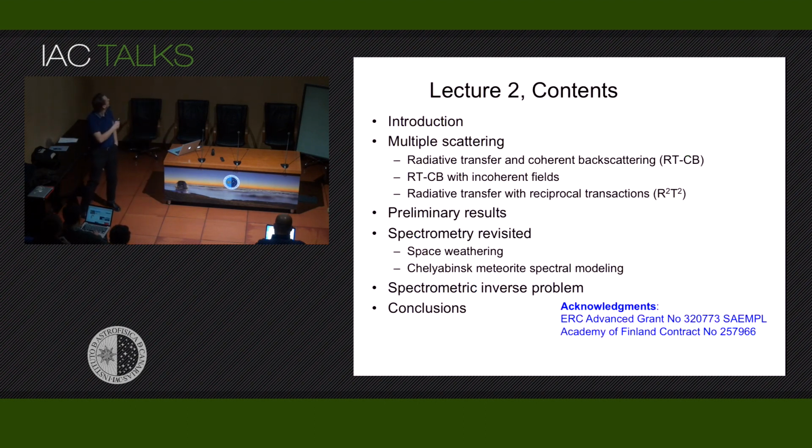So the contents today is roughly some introduction, then multiple scattering. I'll talk about the radiative transfer and coherent backscattering, defining what that is on the way, and this is RTCP. Then we go into RTCP with incoherent fields. You will learn later what incoherent fields actually mean in this case. Then radiative transfer with reciprocal transactions, which is our abbreviation R2T2, not R2D2, but R2T2, just to remember this in the future.